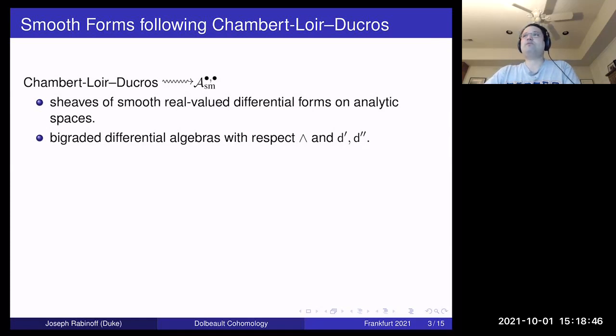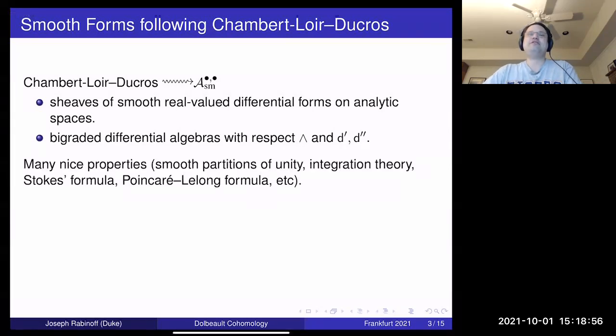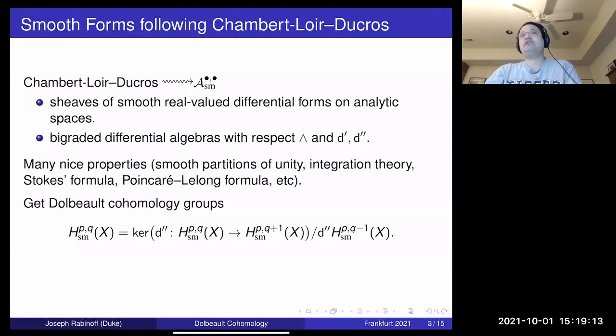I should say, by the way, that Walter Gubler will talk in much more detail about this when he gives his talk a little bit later on. This is just a basic, very one slide introduction. So they satisfy many nice properties. They have partitions of unity. There's a nice integration theorem, Stokes formula, Poincaré duality formula, and many of the basic properties you would expect from sheaves of smooth forms on an analytic space. And in particular, you get Dolbeault cohomology groups.